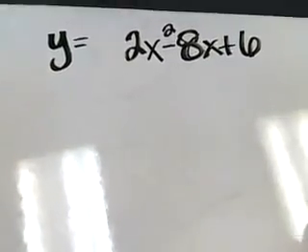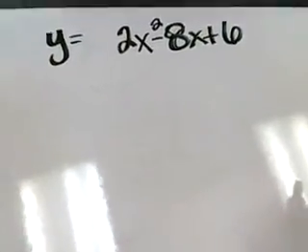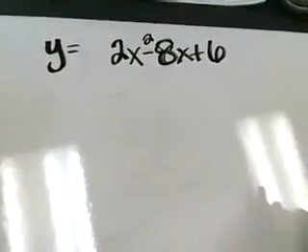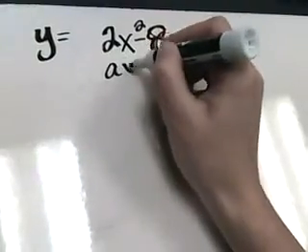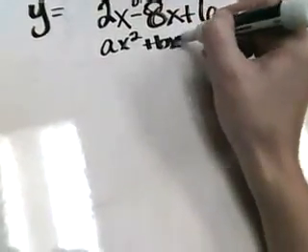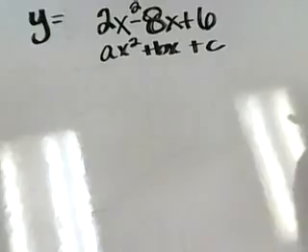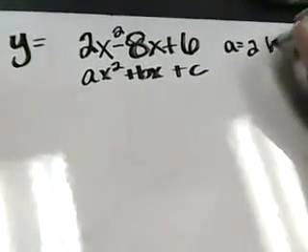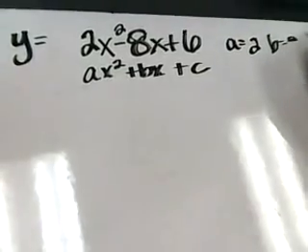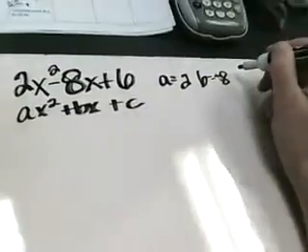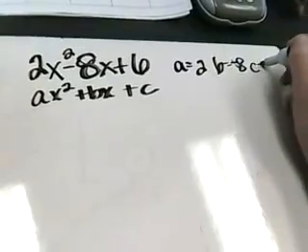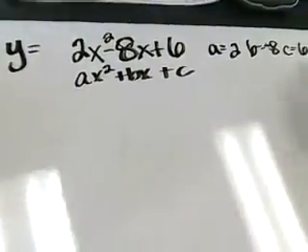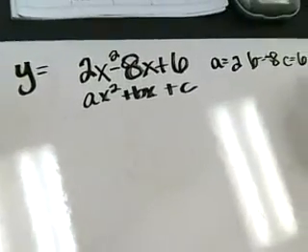Okay, so the first thing I have to decide is what form this is in. And remember, I have standard, vertex, or intercept form. This is in standard form because I have ax squared plus bx plus c. So if I want to pick out, I have a equals 2, b equals negative 8, and c equals 6.